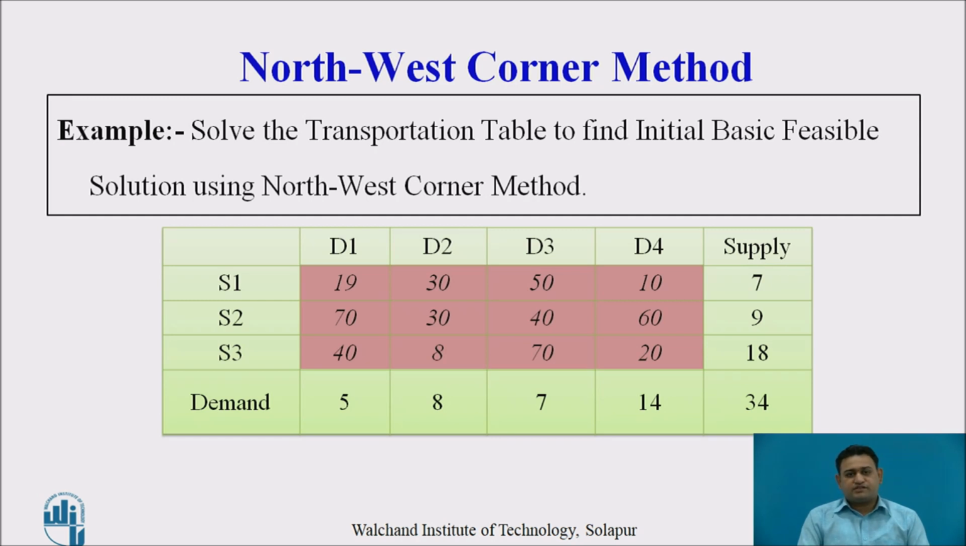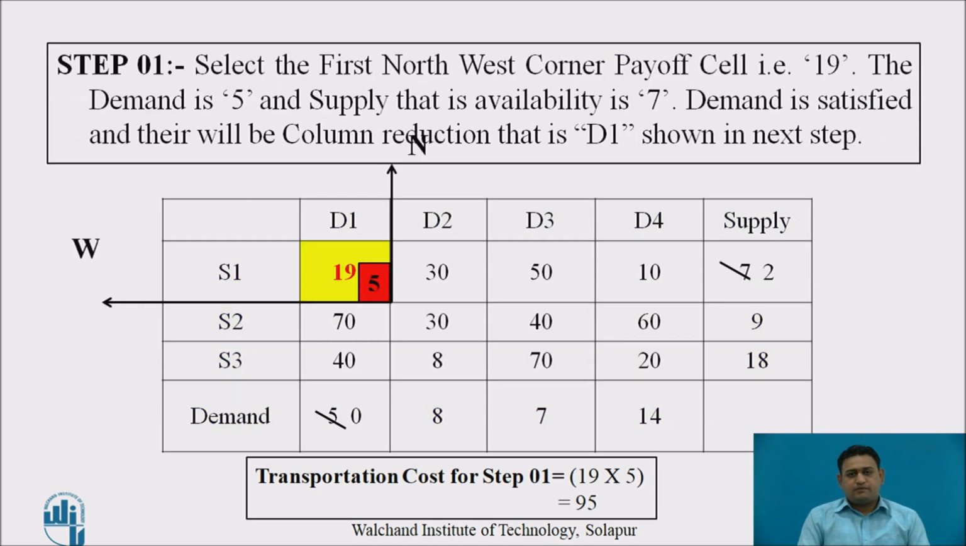We will move to the next step. Here in the first step, as its name itself suggests, is the northwest corner. In the table, the first corner, or you can say the northwest corner, I have shown with north and west. Here the 19 is the first cell with the payoff. Here the source S1 supply is 7, and the demand, that is D1, is 5.